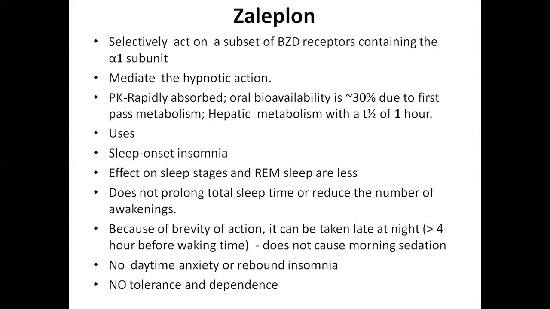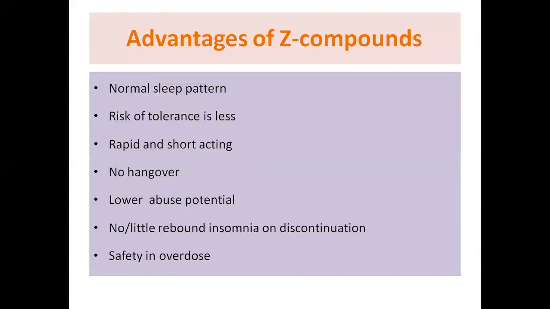In sleep onset insomnia, where there is difficulty going to sleep, Zolpidem is more preferred. Because of brevity of action, it can be taken late at night. If the time between sleeping and waking is more than 4 hours, it is sufficient to take this drug. So it doesn't cause morning sedation, no daytime anxiety or rebound insomnia. There is also no tolerance or dependence.